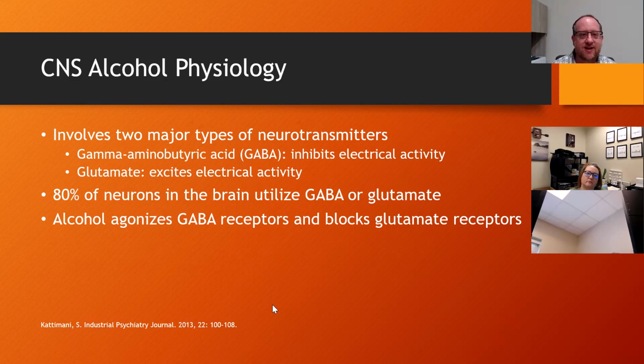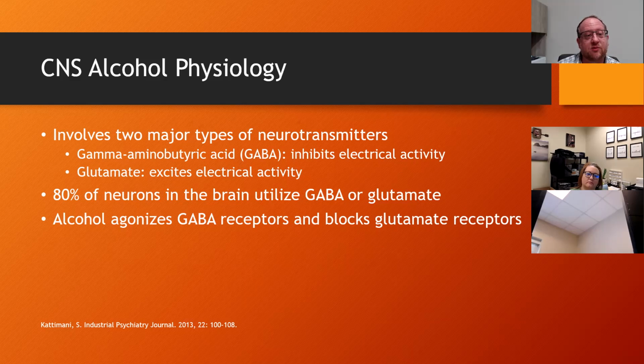Before we start talking about intoxication and withdrawal, I just want to do a really brief, basic summary of the neurotransmitter physiology in the brain. We're going to focus on two main neurotransmitters. We have something in our brain called gamma-aminobutyric acid, or GABA. Everyone just says GABA because it's easier to say. GABA is our most common inhibitory neurotransmitter in the brain. By inhibitory, it means we're shutting things off. We're slowing activity down in the brain.